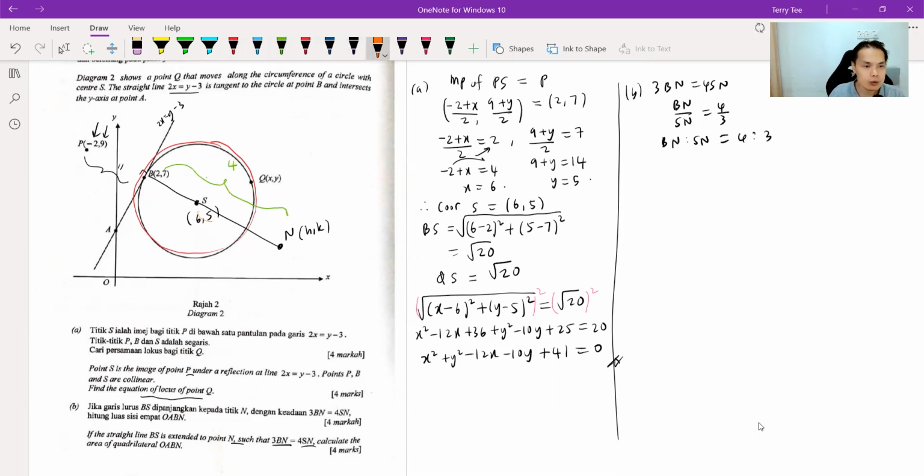SN is now 3. That means this should be 1 to 3, right? So we know point S, we know point B, we can find point N by using the ratio formula. The ratio formula is x equals (n x1 plus m x2) over (m plus n). Then you repeat with (n y1 plus m y2) over (m plus n). Now, the key thing is that the n and the m must be opposite.